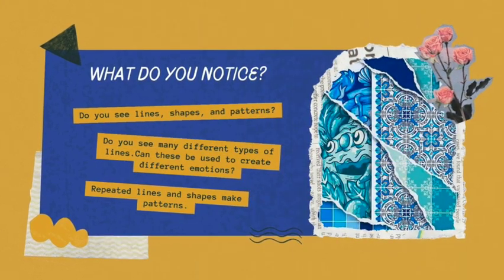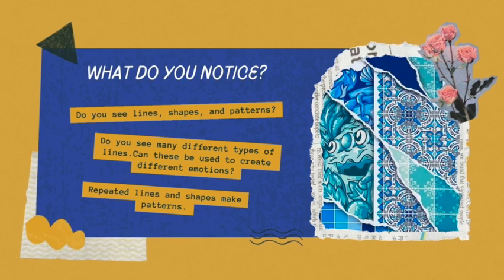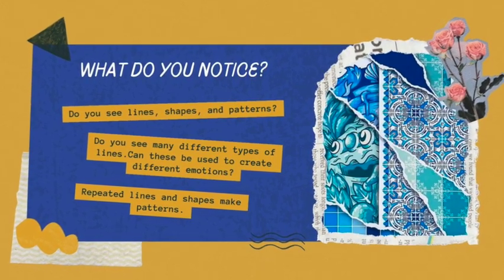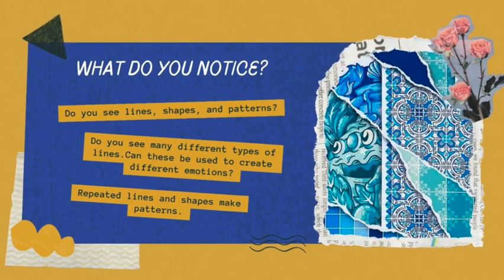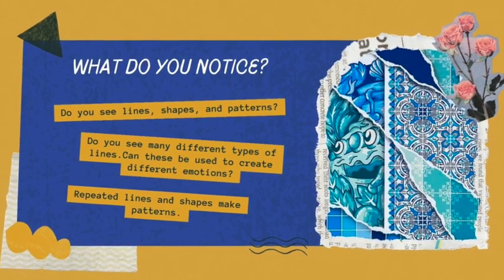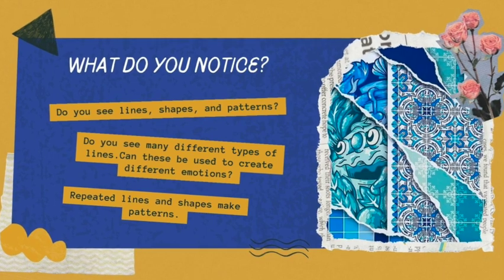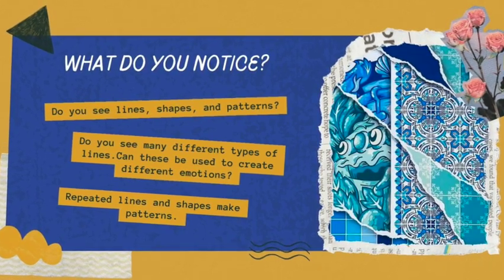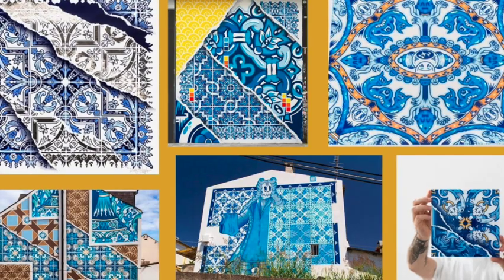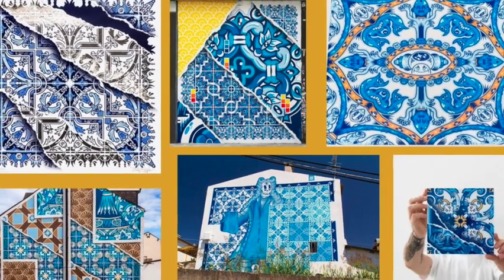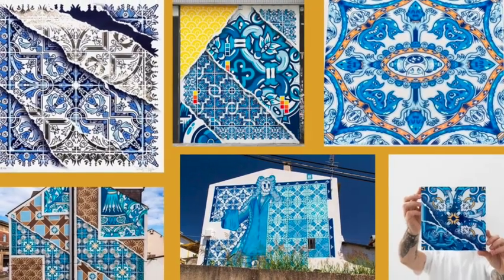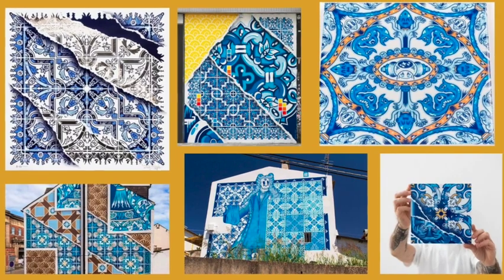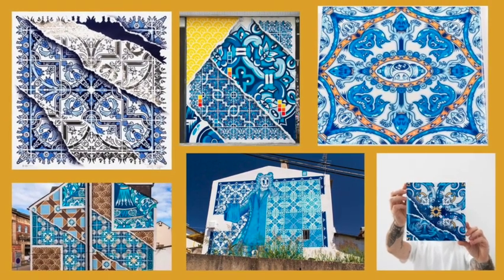Looking closely at Ad Fuel's artwork, what do you notice? Do you see lines, shapes, and patterns? Do you see many different types of lines? Can these be used to create different emotions? Is his artwork serious, or is it kind of funny? Do you see any hidden characters or illustrations in his work? Do you see repeated lines and shapes that make patterns?